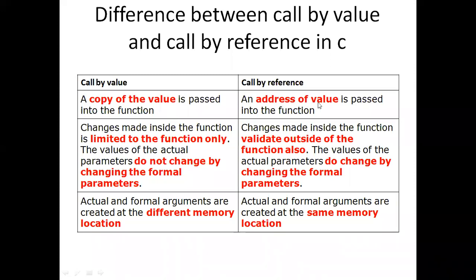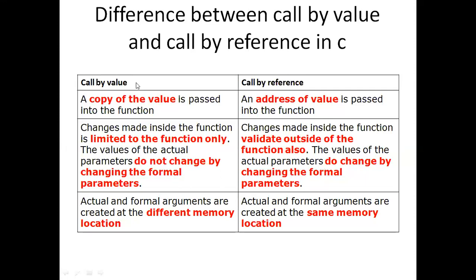Inside call by reference, the address of the value is going to be passed. In call by value, changes made inside the function are limited to the function only; the values are not changed outside the function. In call by reference, the values changed inside the function are reflected outside the function.